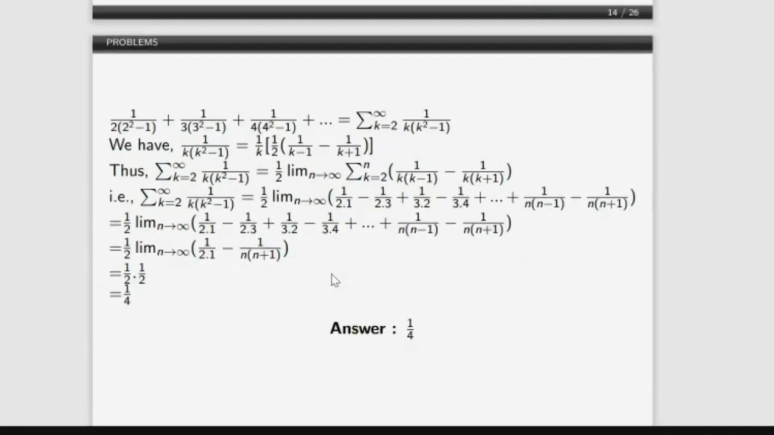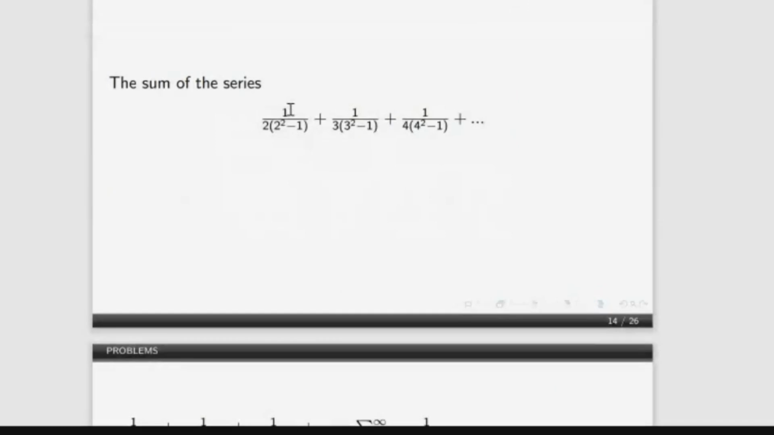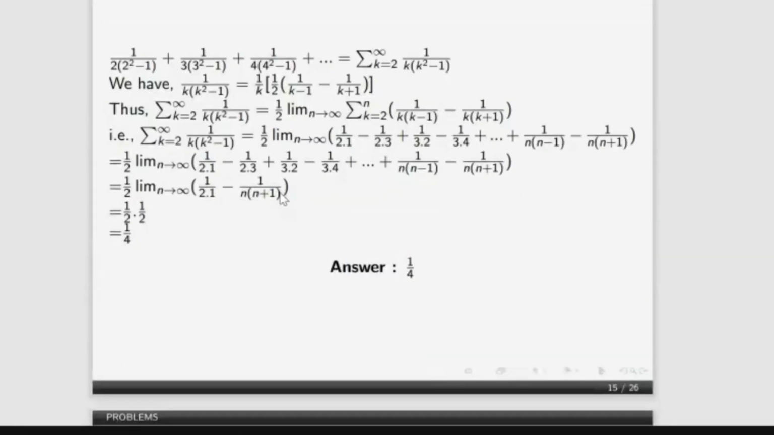Here we have applied partial fraction for just one part. That is, I've kept my 1 by k aside and I have applied partial fraction to the rest of the term. Now we'll see the next question.